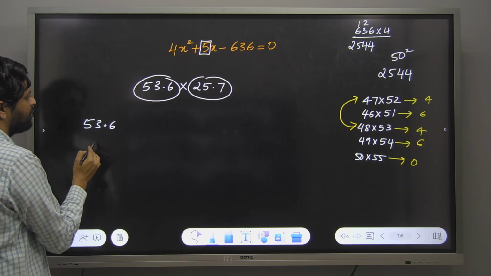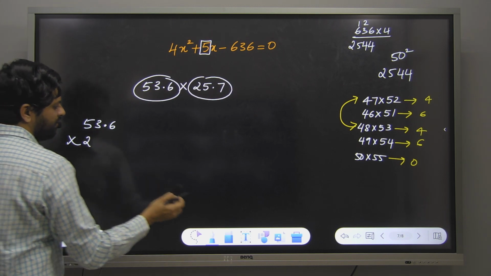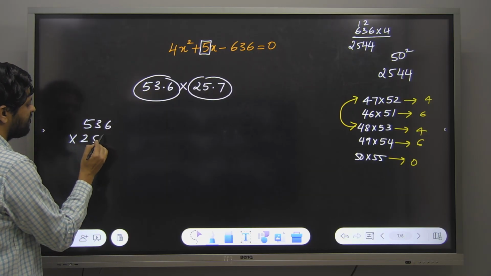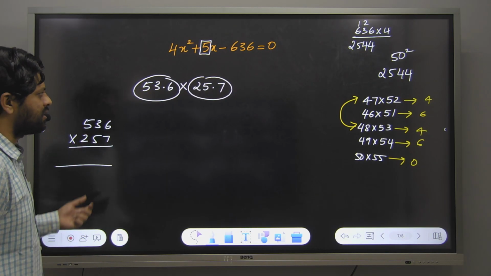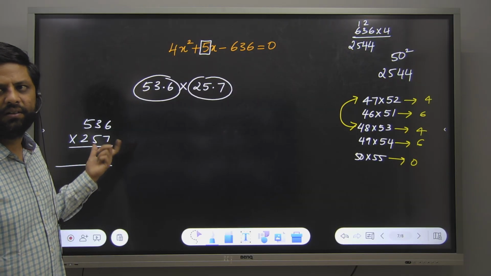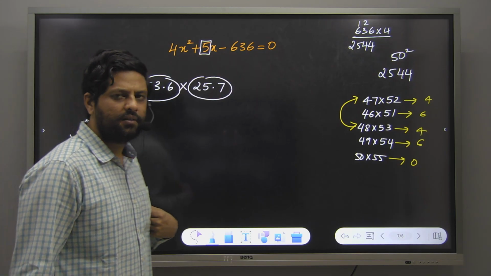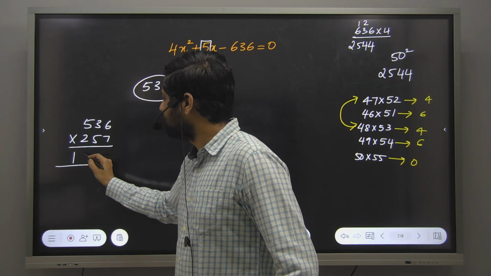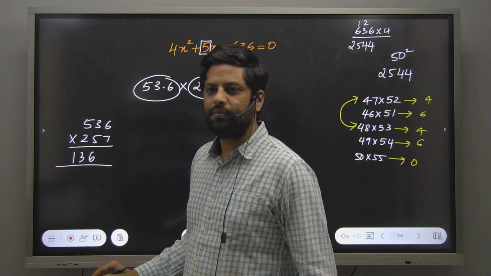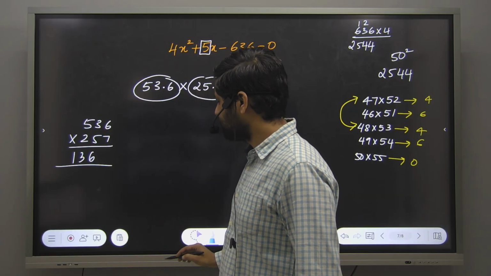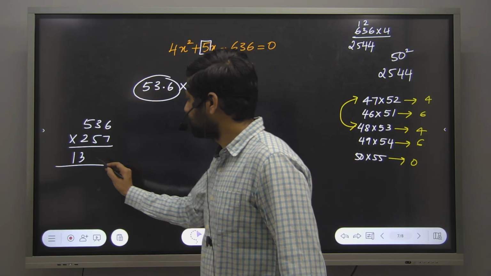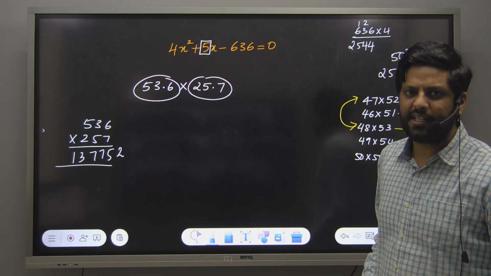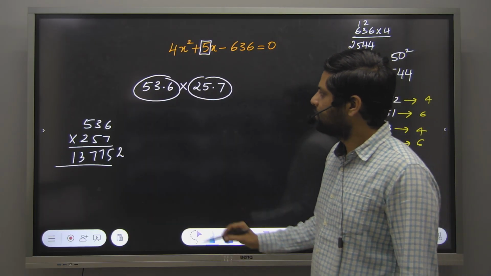Whole numbers. 53.6 into 257.2, first multiply them as whole numbers. 536 into 257. Multiply first. You will get a certain answer. Can anyone tell me with the calculator what this number is? 13752. Okay? First thing, multiply them as whole numbers.